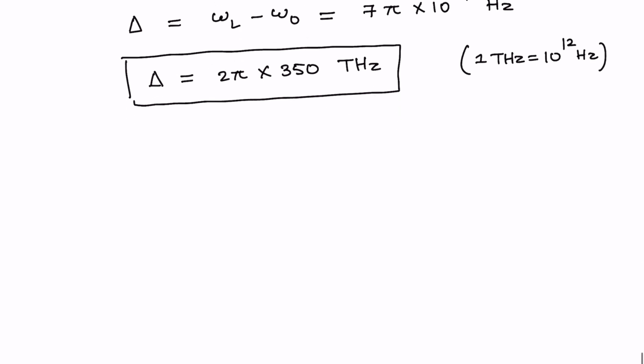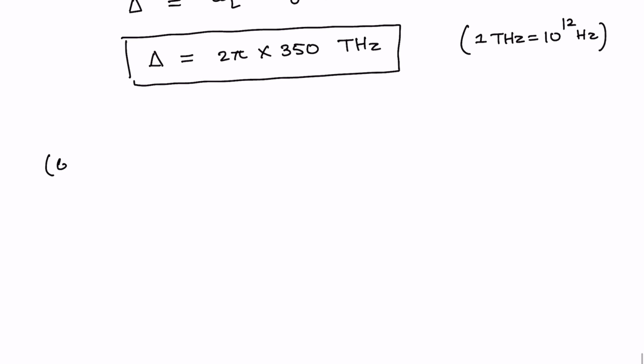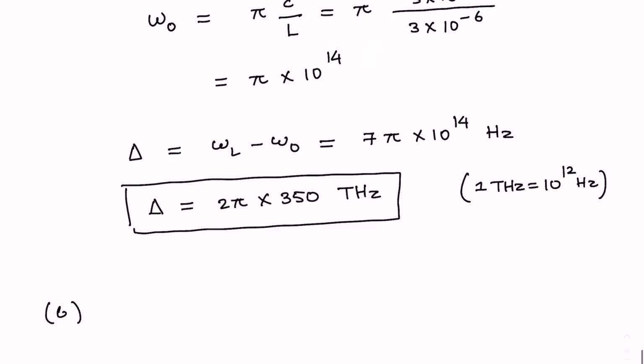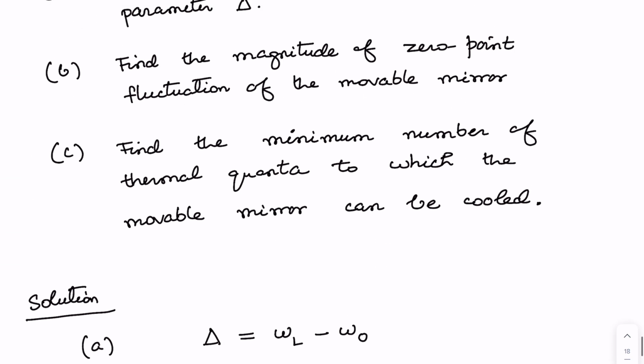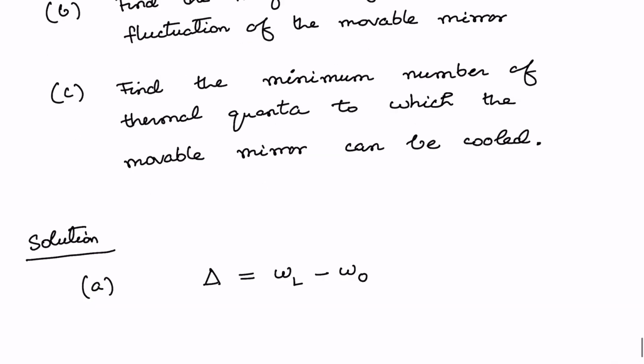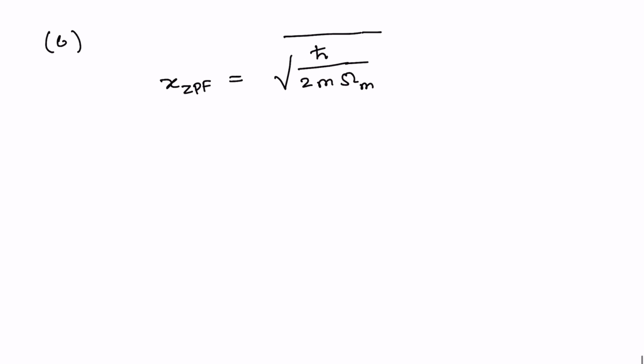Now let us do the second part of the problem. In the second part of the problem, you are asked to find out the magnitude of the zero-point fluctuation of the movable mirror, and we know that the zero-point fluctuation of the movable mirror is given by this formula. It is square root of h bar divided by twice into m into capital omega m. All the parameters are given. So first let me find out what is h bar divided by twice m omega m.